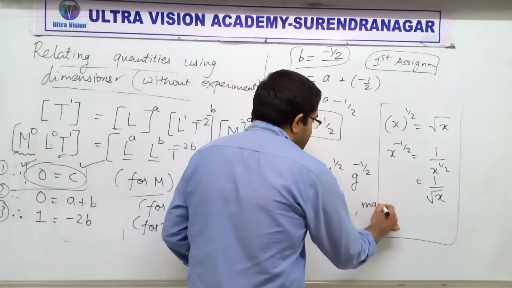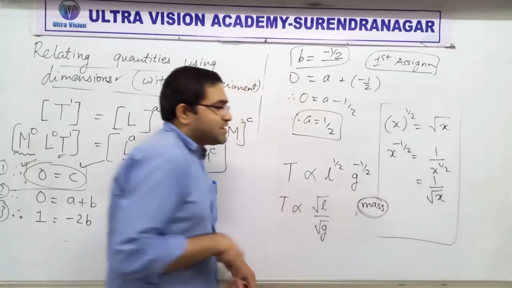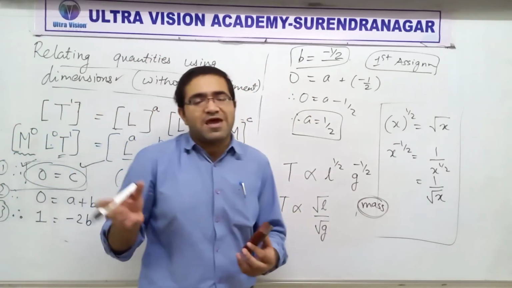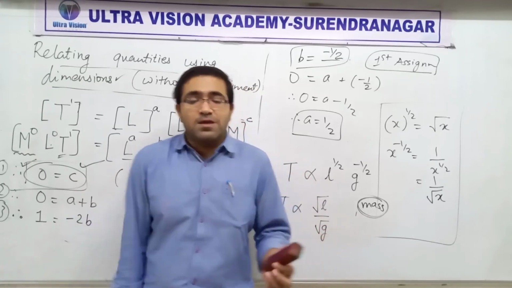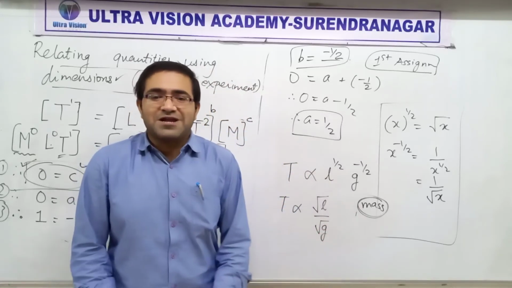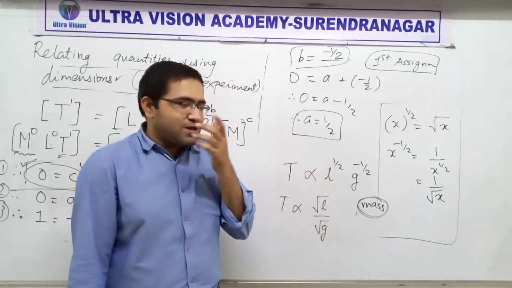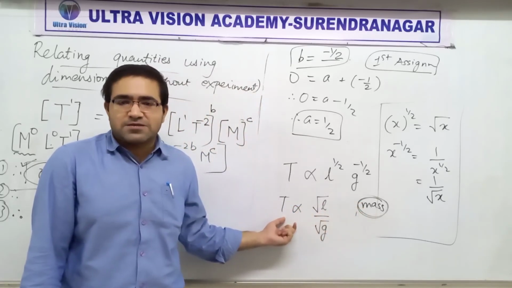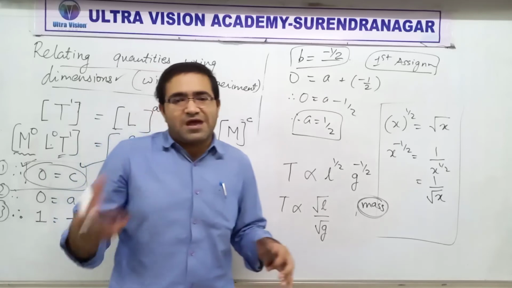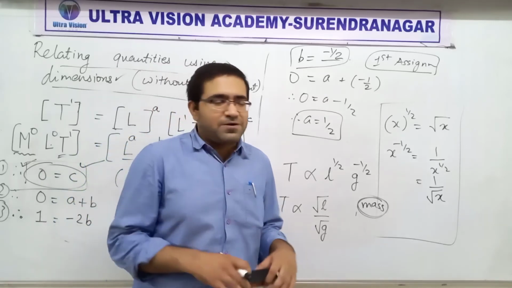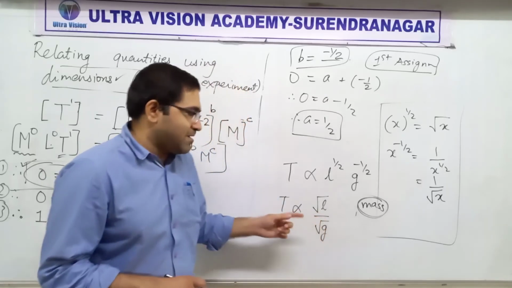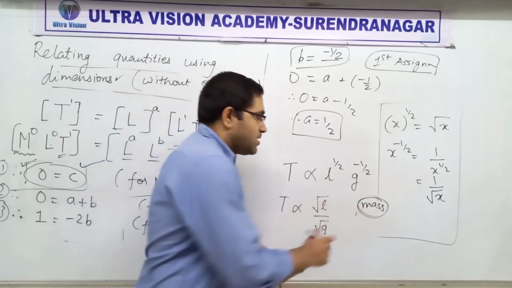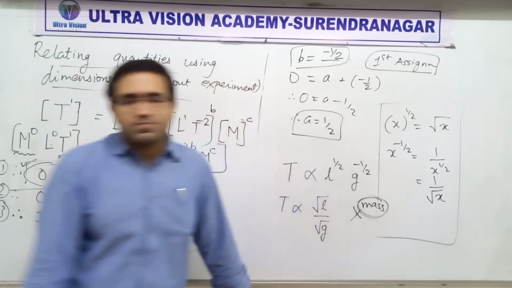See, interesting observation. We thought that if the bob is heavy, it will take more time, but that's not true, right? Nature has fooled us. I repeat, this does not depend on mass. Even if the bob is heavy or light, it doesn't matter. Time period will still be same. Time period only depends on length and on g, not on mass. Did you get it?